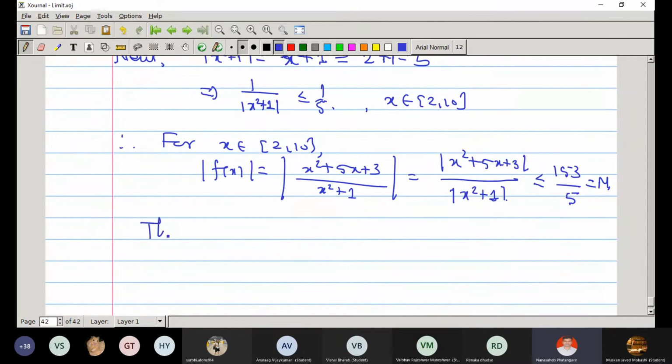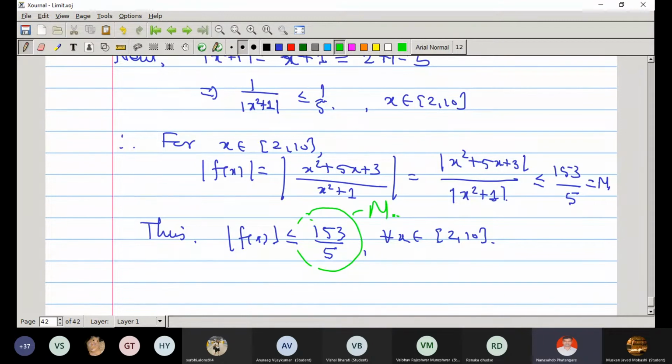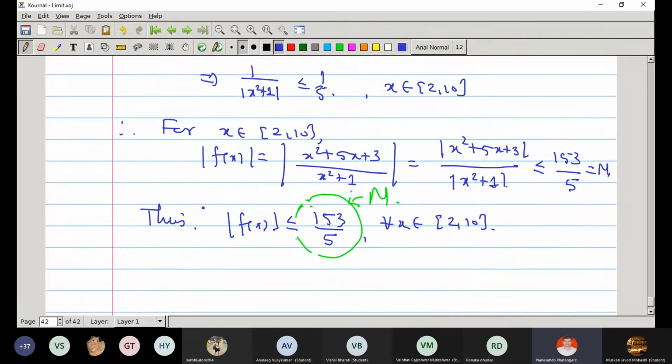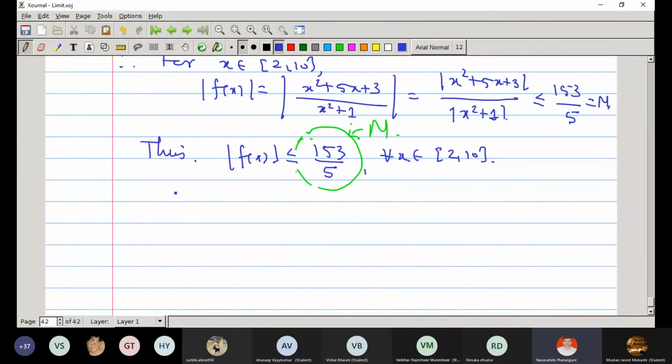and thus what we found is that f of x is less than or equal to 153 divided by 5 for all x in 2 to 10. Is it true? So the number m which we wanted to produce is this. Correct? So is it clear? Yes, sir. We are able to produce some number.